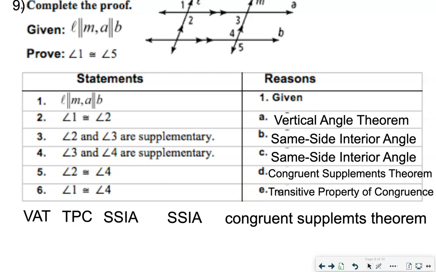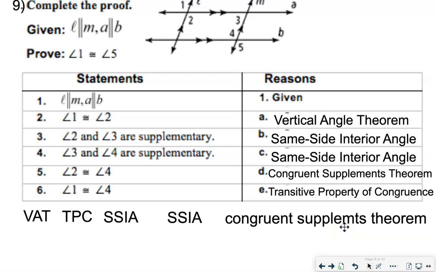And then we have one step left, transitive. Angle 1 is congruent to angle 4. Well, let's look at what we have. We have that 2 is congruent to 4. We also have from the beginning that 2 is equal to 1. So 2 is equal to both 1 and 4, which means they have to be equal to each other. Again, transitive.